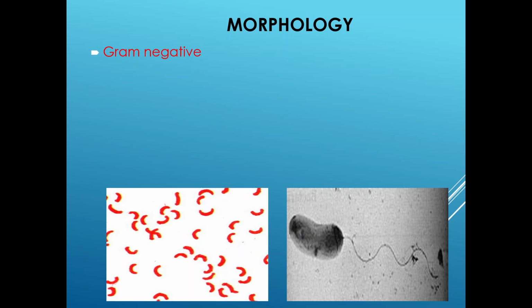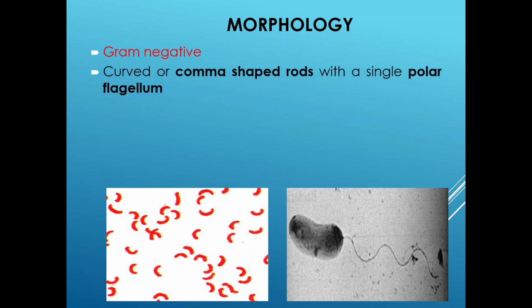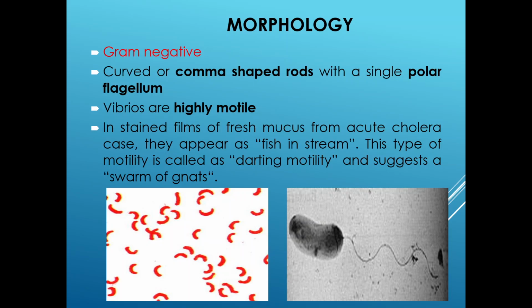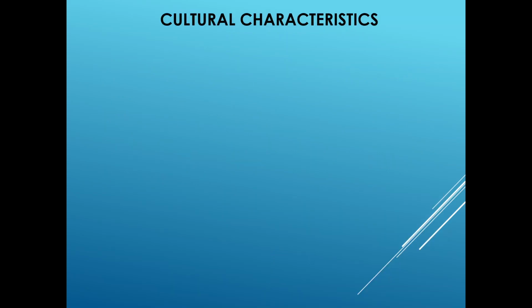Morphology: Vibrio cholerae is a gram-negative microorganism, curved or comma-shaped rods with a single polar flagellum. Vibrios are highly motile. In a stained film of fresh mucus from an acute cholera case, the appearance is like fish in a stream. This type of motility is called darting motility and suggests a swarming of gnats.